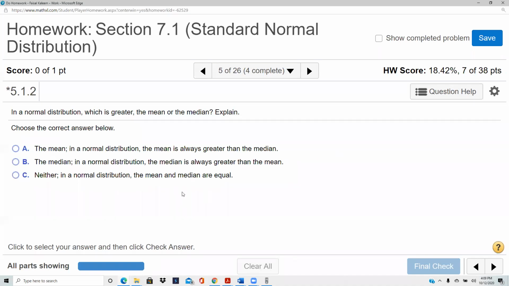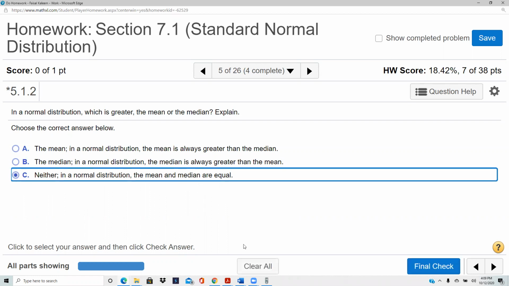In a normal distribution, which is greater, the mean or median? Now, in a normal distribution or a bell-shaped distribution, the mean, median, and mode are all equal. They don't mention the mode here, but the mode is also equal to the mean and median.